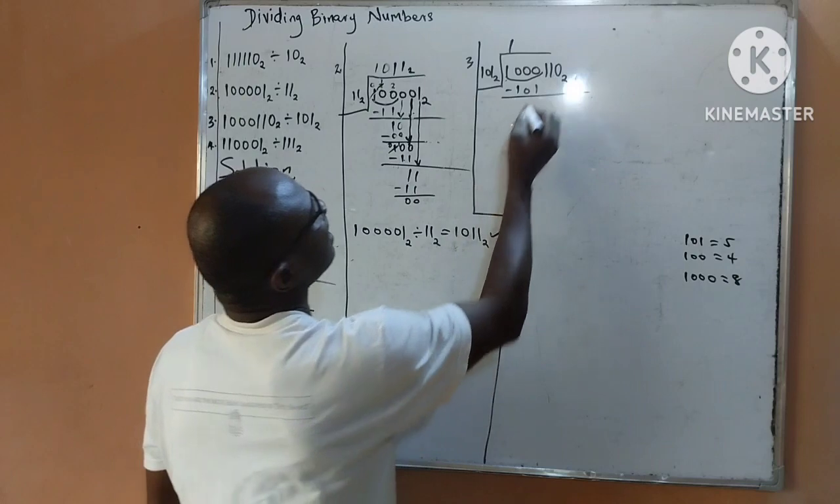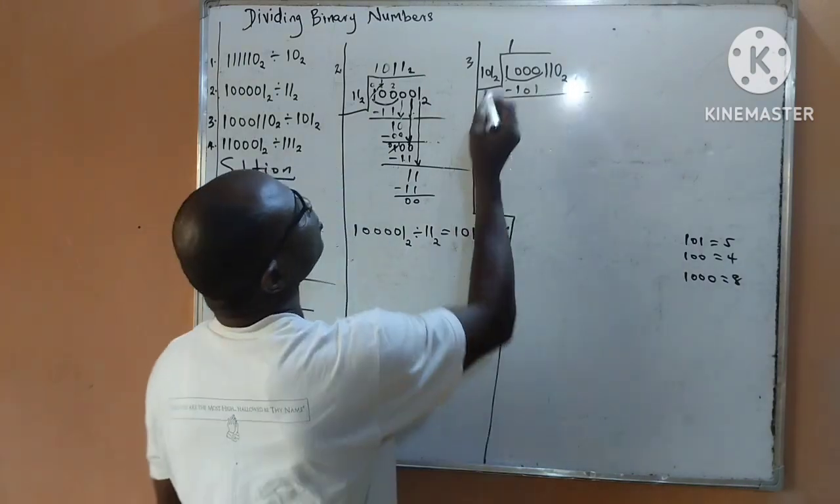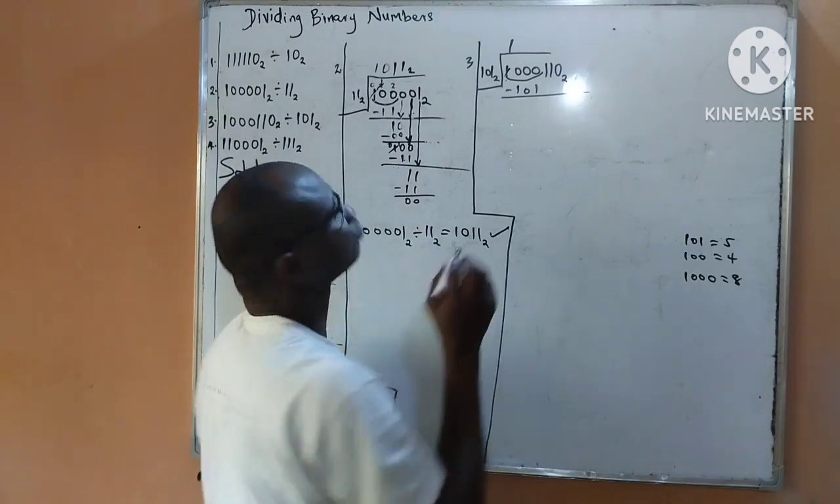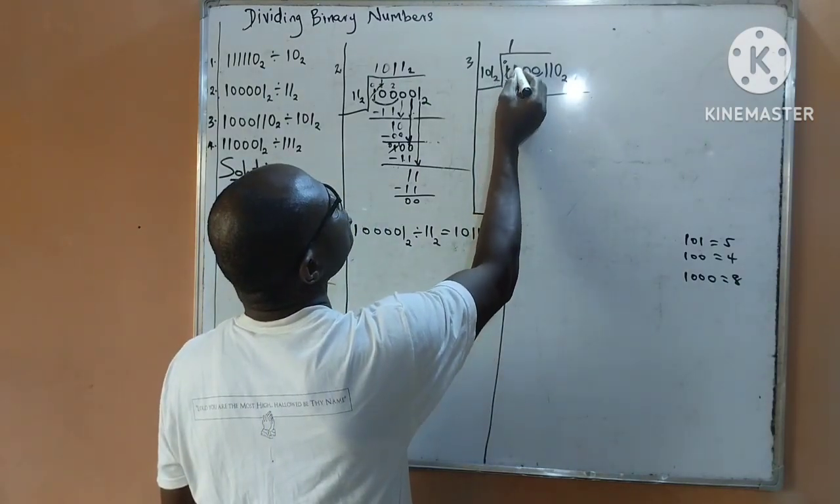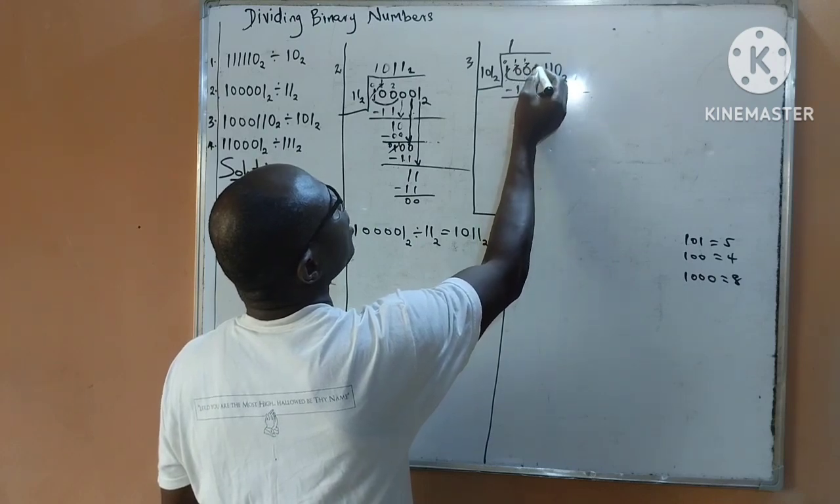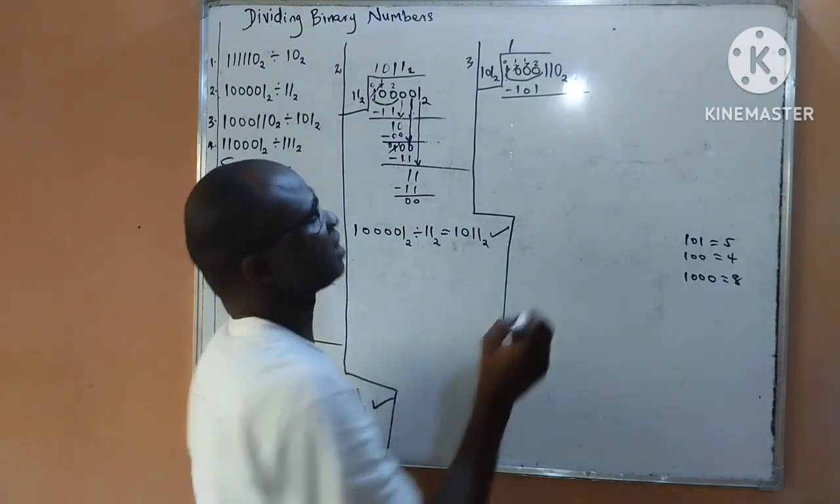Okay, subtracting that, 0 minus 1 cannot go. So I put this 1. But it will be called 2. So this place remains 0. Put the 2 here, put it again, 1. 2 here, put it again, 1. Then 2 here. Very correct.